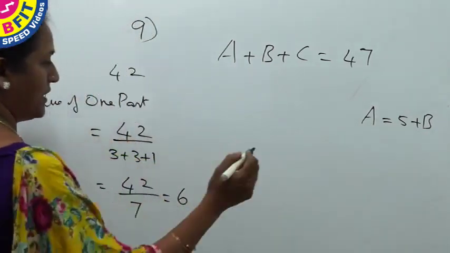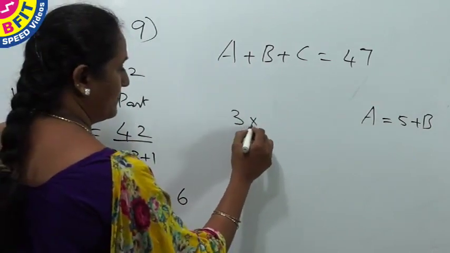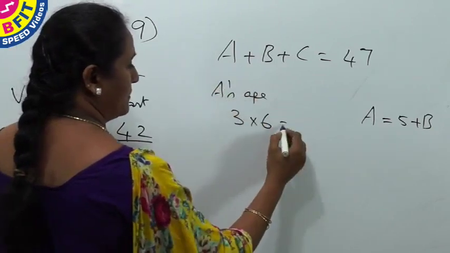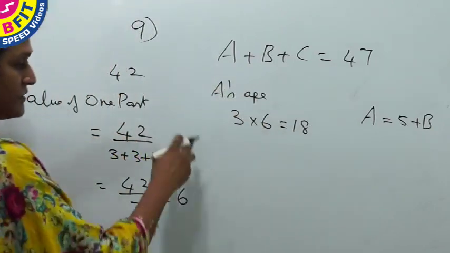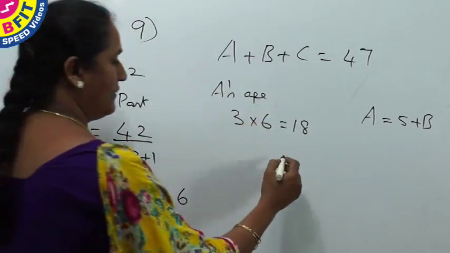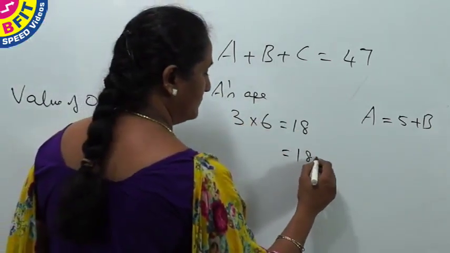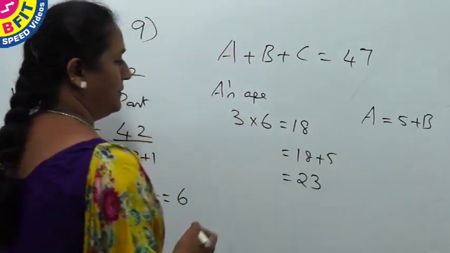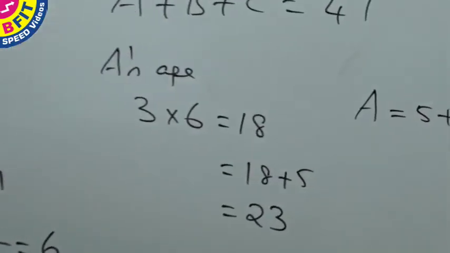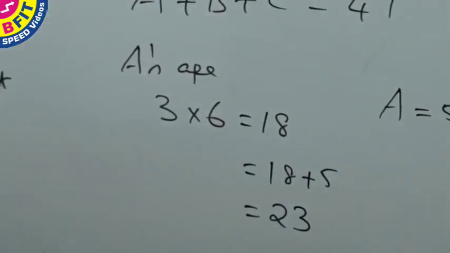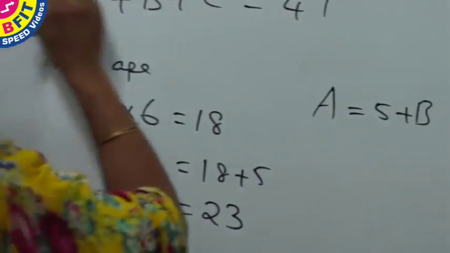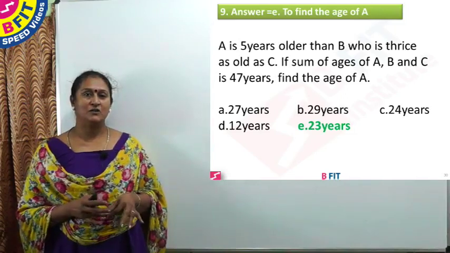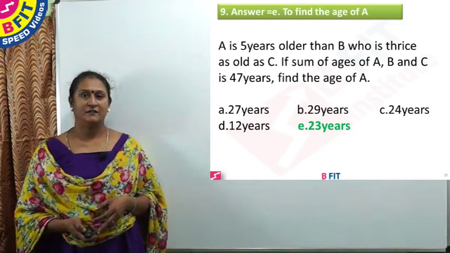So we need A's age, which is equal to 3 parts. So this is equal to B's age, and adding 5, A's age is 23. And the answer for question number 9 is option E, 23 years.